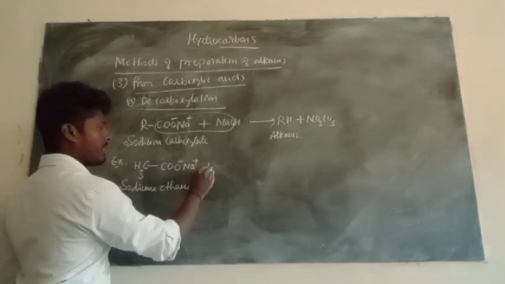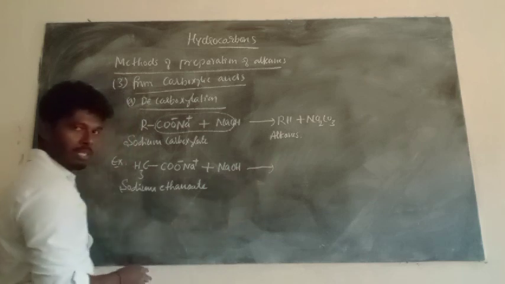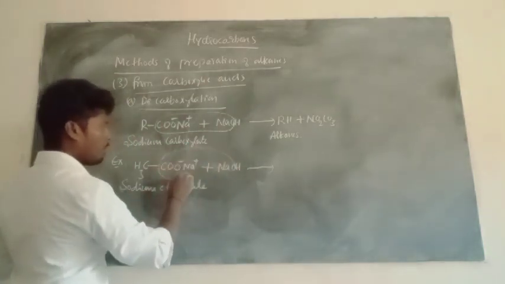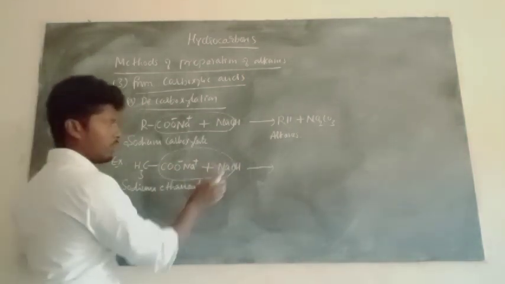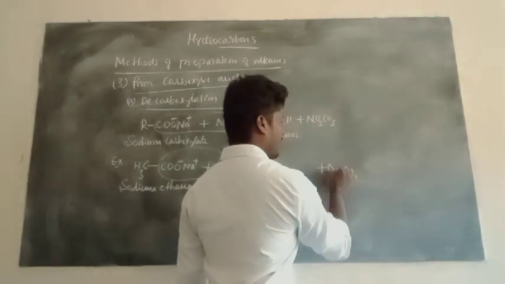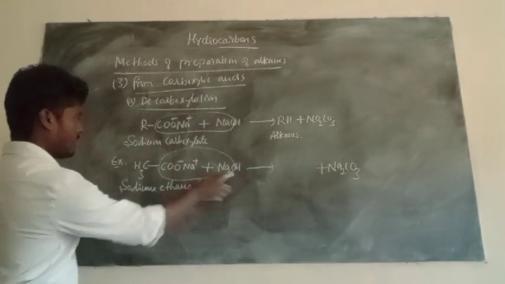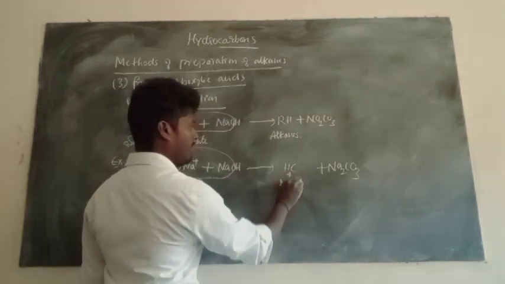Sodium ethanoate is treated with what? NaOH. Now this NaOH and COONa becomes what? Na2CO3. So the byproduct is Na2CO3. Then the main product is, H is added to this one, CH3 becomes CH4. What is its name? Methane.